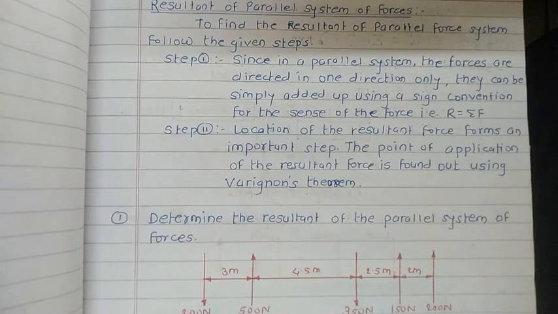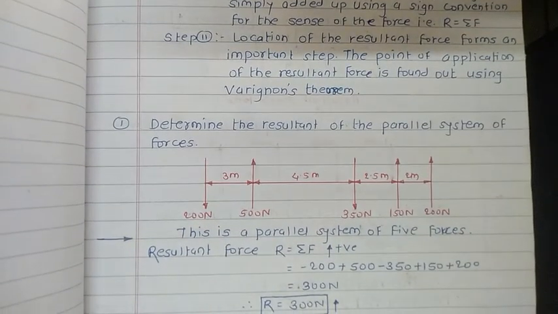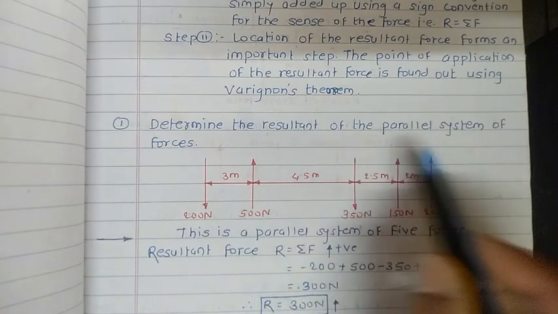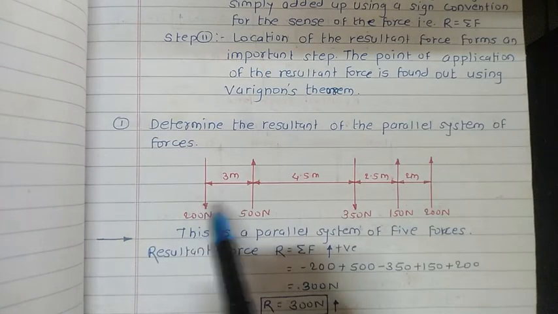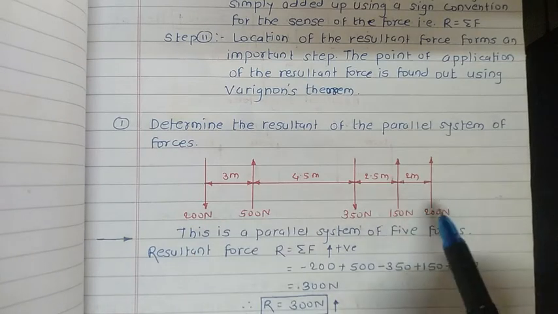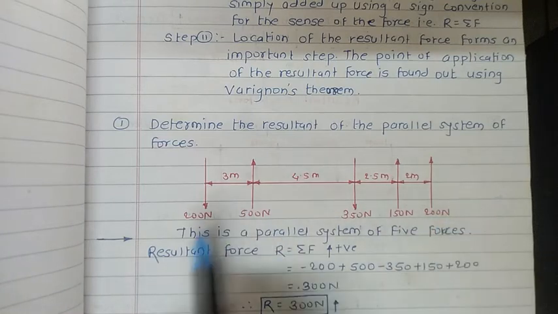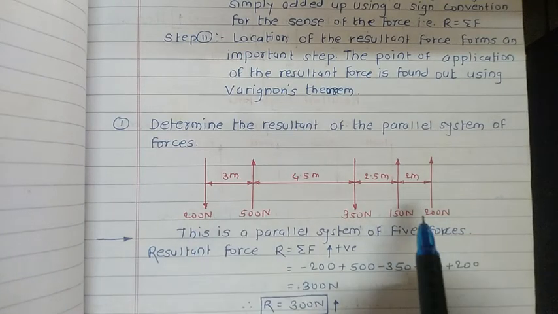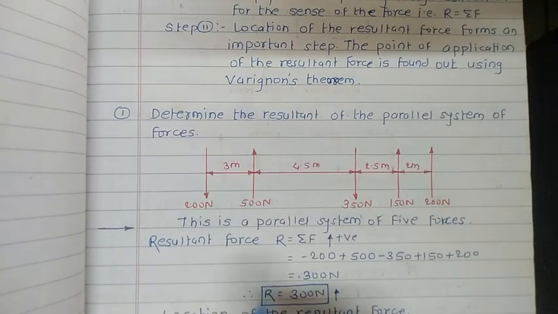Now here is the first problem. Determine the resultant of the parallel system of forces. The problem is given like this. It consists of 1, 2, 3, 4, 5 forces, separated by certain distances. Also the magnitude of every force is given. So this is a parallel system of 5 forces, and I can get the resultant force.